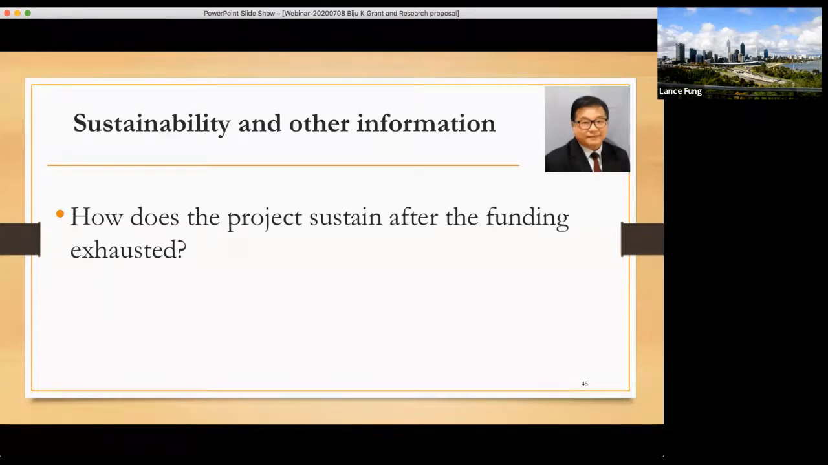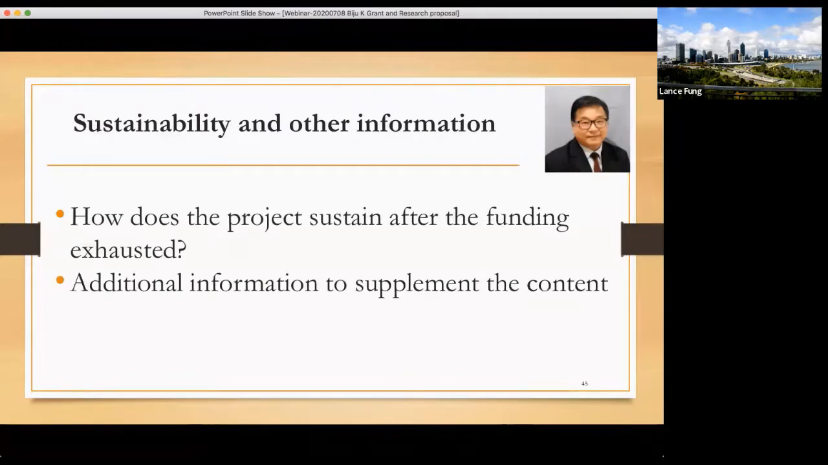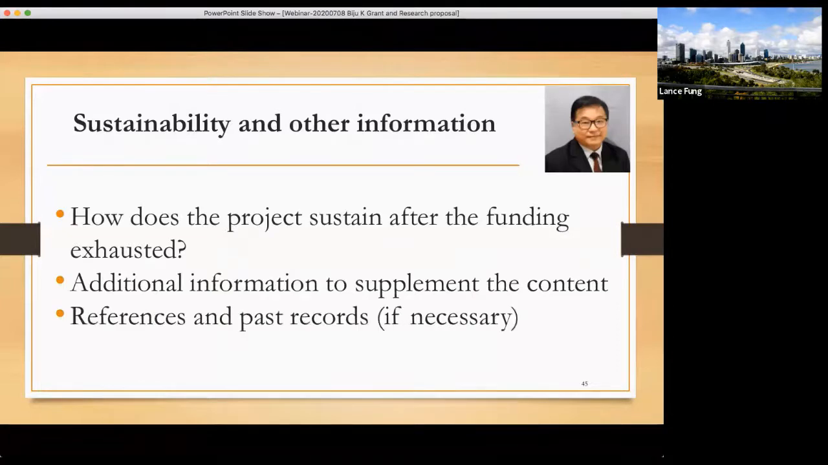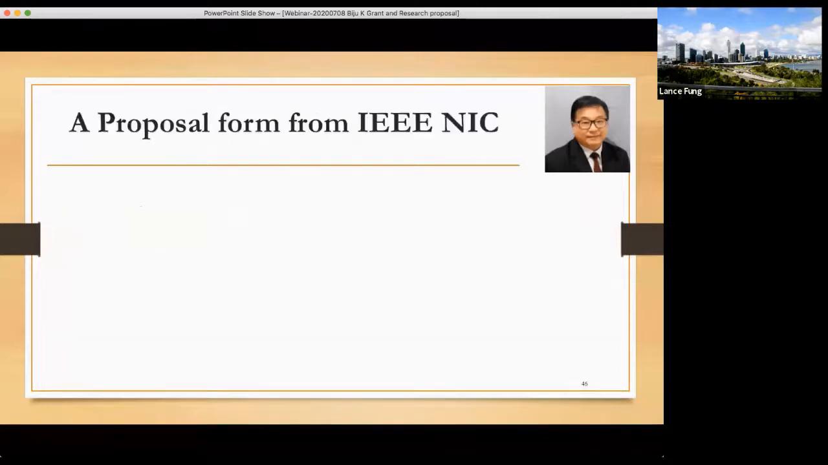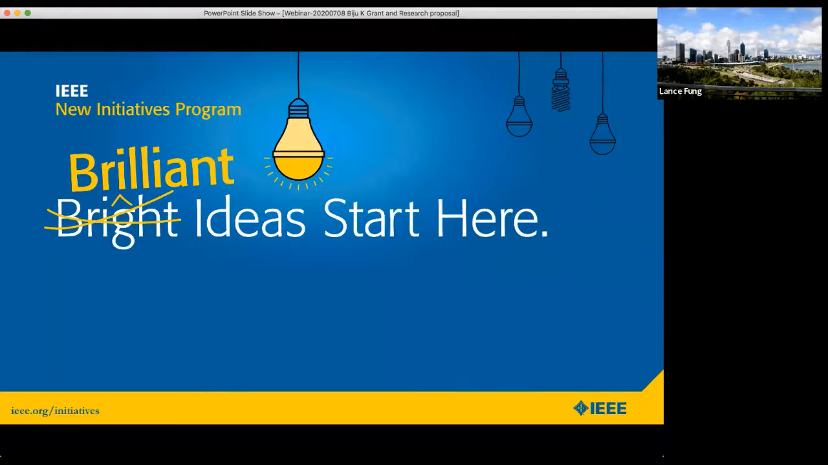So you need to justify whether you are able to secure additional revenue, and also maybe another body to take care of it. Any other additional information is very important, about the references and also the past record. I mentioned the word credential, because you need to give the decision maker the confidence that you are able to deliver. Now we're using an example from NIC, the New Initiatives Program.